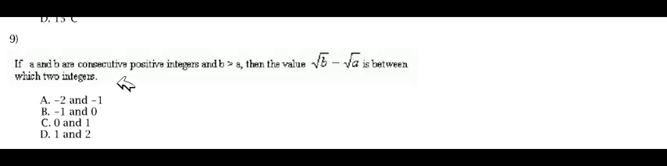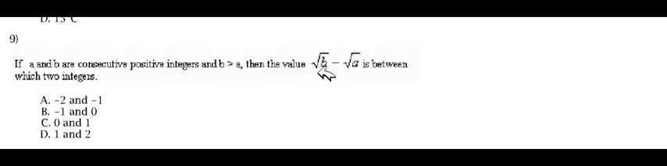This question says, if I have two consecutive positive integers, consecutive means in a row, like 3 and 4 are consecutive positive integers, and 5 and 6 are consecutive positive integers. -2 and -3 are not consecutive positive integers. They're consecutive, but they're not positive. Okay, so I know B is bigger than A. That's what it says. B is greater than A.